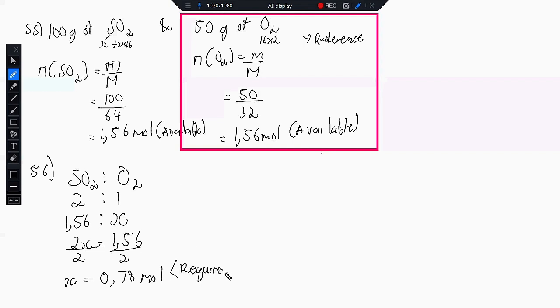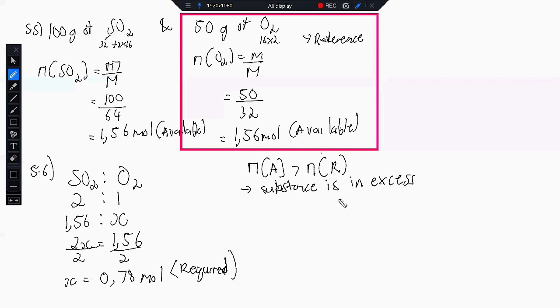This is the required number of moles. Now, what does this mean? Obviously, we know that if the number of moles available is greater than the number of moles required, that means that particular substance is in excess. And if the number of moles available is less than the number of moles required, then that means the substance is limiting, right? Now using that, let's use our reference.